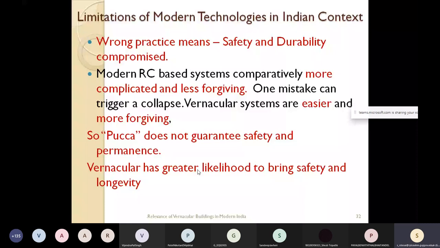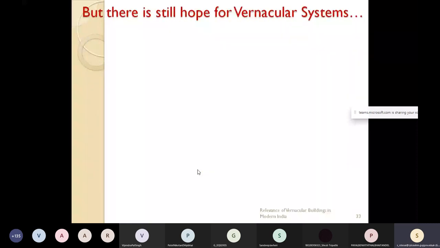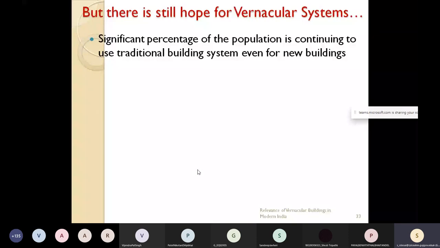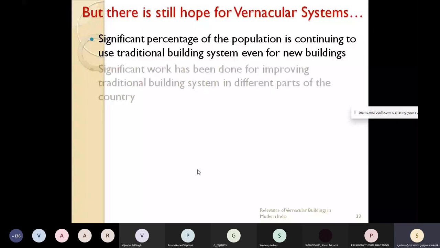All right. Anyway, things are not all that bad, because I am always used to looking at the silver lining to the dark clouds. Still, a significant percentage of the population has been continuing to use traditional systems, even for new buildings, for a variety of reasons. Significant work has been done for improving traditional building systems in different parts of the country, especially since the mid-80s. We have been involved, and many other people have been involved. I think our next speakers have been involved for a few decades.